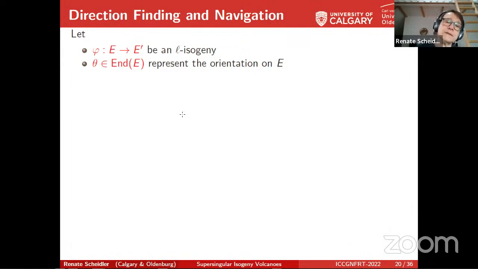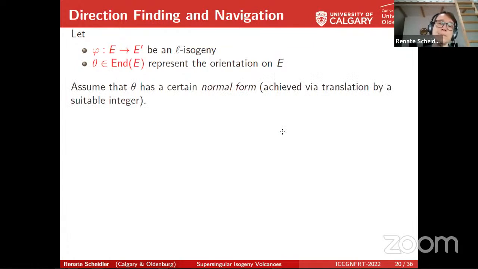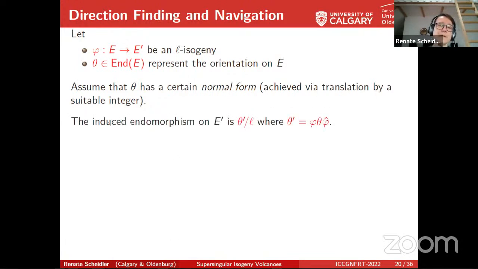Okay. All right, next. So let's take an L isogeny and let theta represent the orientation on E. And so what we want to do is we want to use this graph now, we want to find a wayfinding tool via this orientation. We're going to assume that this theta satisfies a certain normal form. I don't want to get too much into this, this is technical, but you can always get this normal form by translating by a suitable multiplication by N map. This is not so hard. Let's just assume this has the right form. And then you have the following. Remember, what's the induced endomorphism? For the induced orientation, you take your endomorphism, stick your isogeny in front of it, stick the dual behind it, and divide by the degree.